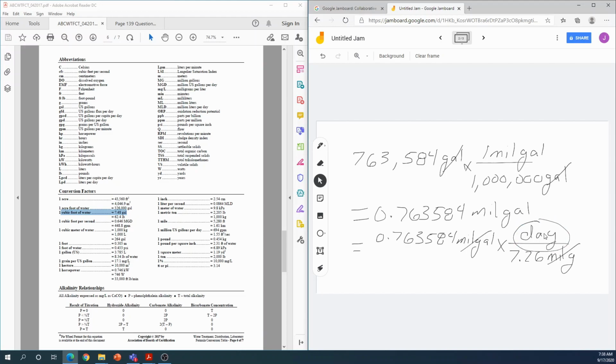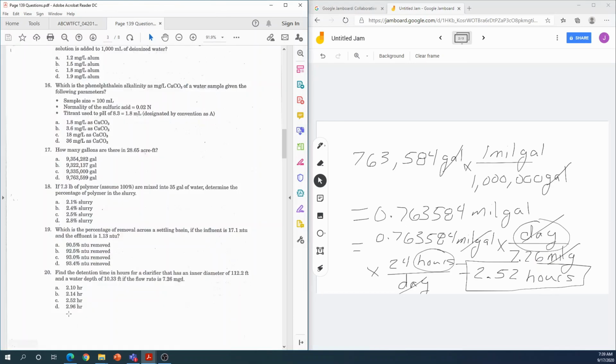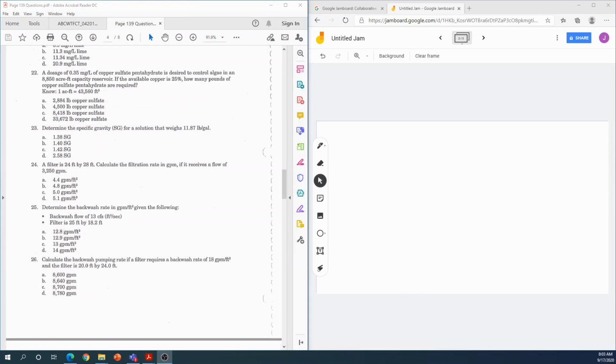So what we're going to need to do is take this and multiply it by 24 hours in a day. So now days are going to cancel days. And this is going to leave us with 2.52 hours. So again, this is why it's very important to track our units all the way through the problem to make sure that when we're all done, our units match and we get an answer of 2.52 hours.